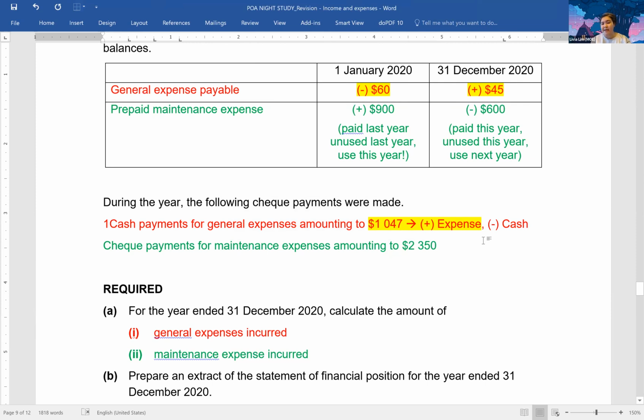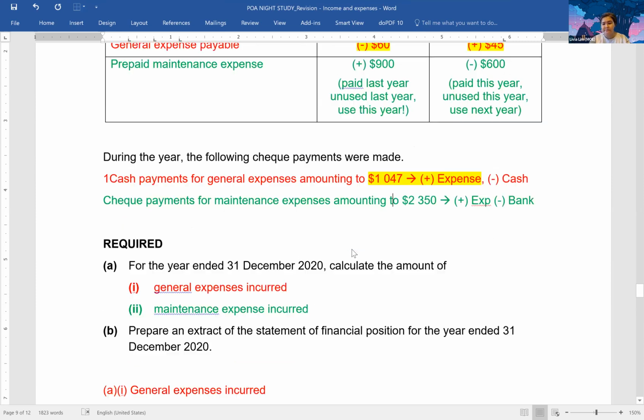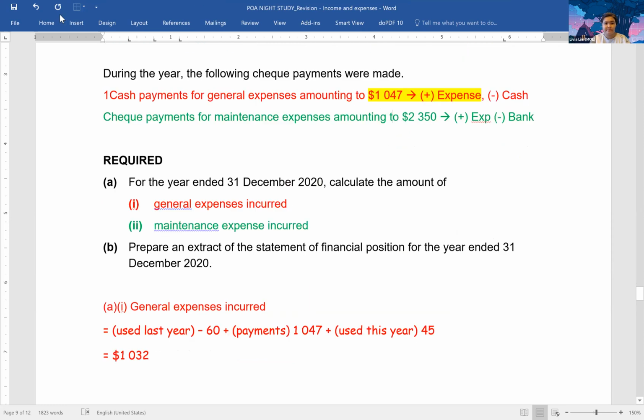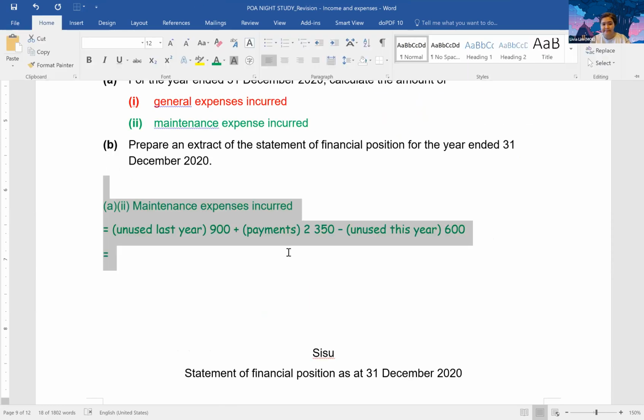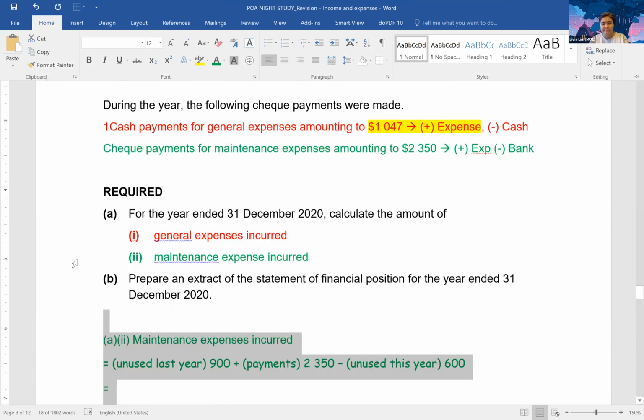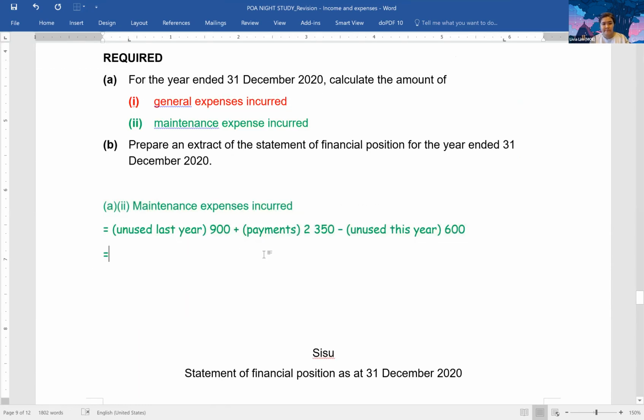Lastly, you have some check payments. When you have a check payment of 2350, you will increase your expense and decrease bank. So again, you are going to record all these numbers. How do all these numbers look like? It will look something like this. All right, you will have like that.